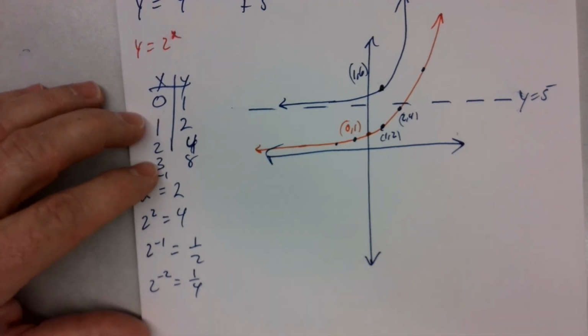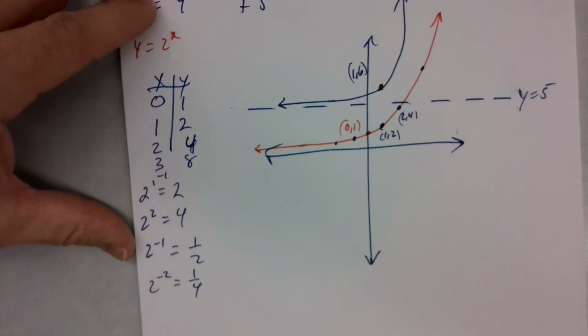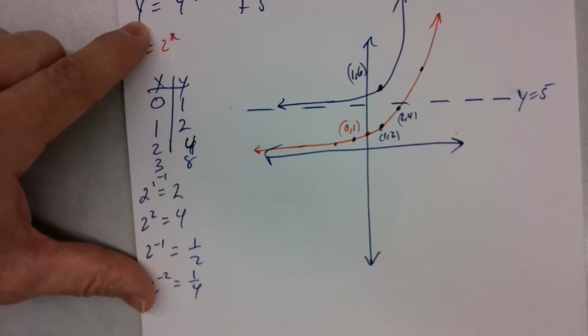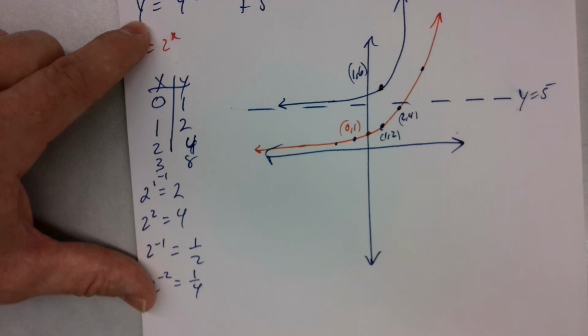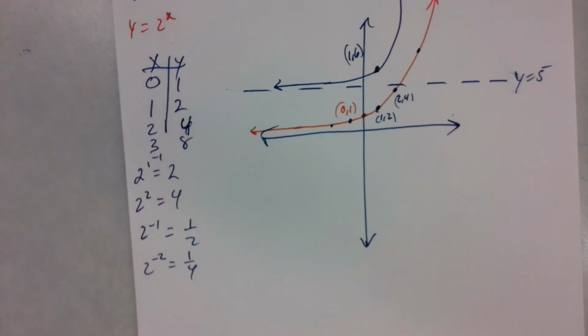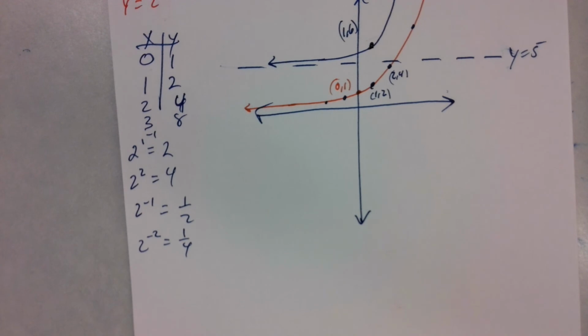I was just wondering, what if B is 1? Is it like a straight line, or is that not possible? Yeah, because 1 to any power is 1, so it doesn't change it. That's why it's got to be greater than 1 or less than 1. It can't be 1.